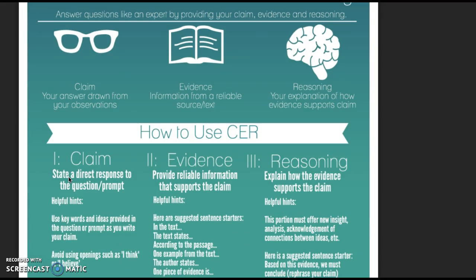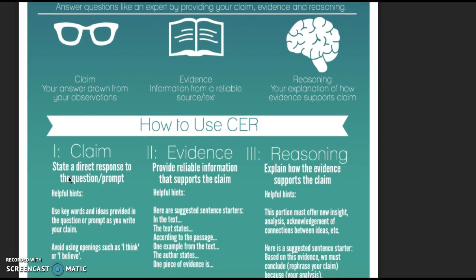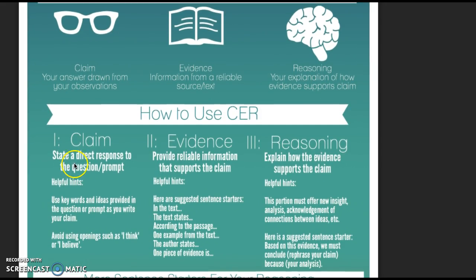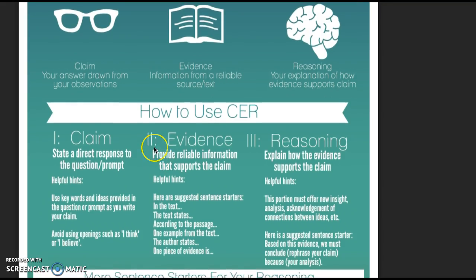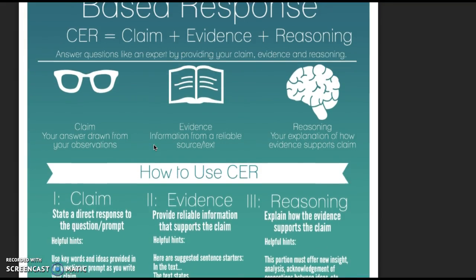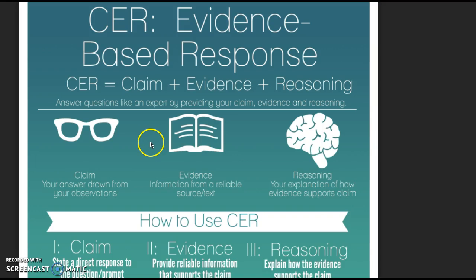You can look through this on your own and make sure you read it, but I wanted to point out these important points right here of what each thing is. A claim: state a direct response to the question or the prompt. I'm going to show you what that is in a minute. Evidence is information that supports whatever sentence you said in your claim. And then your reasoning is explaining how that evidence supports the claim. Like, what do these 2 things even have in common? And then there's more information down at the bottom, so please make sure you read through that, but I'm going to show you right now what that's talking about.